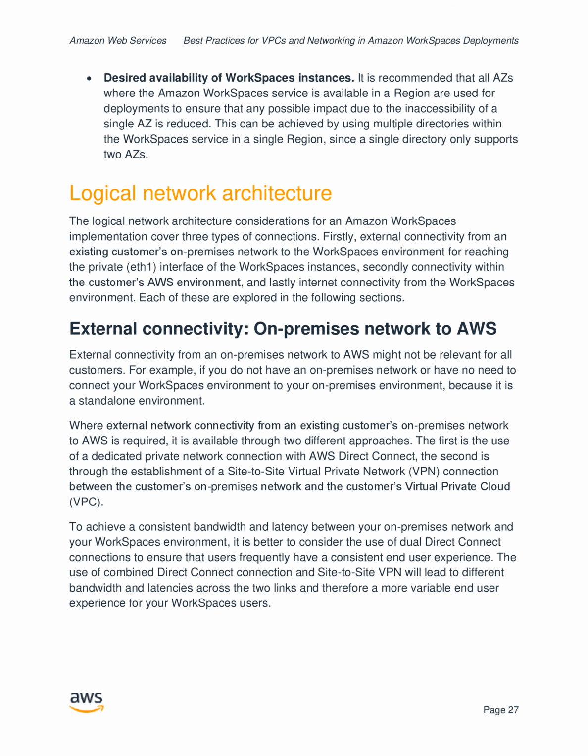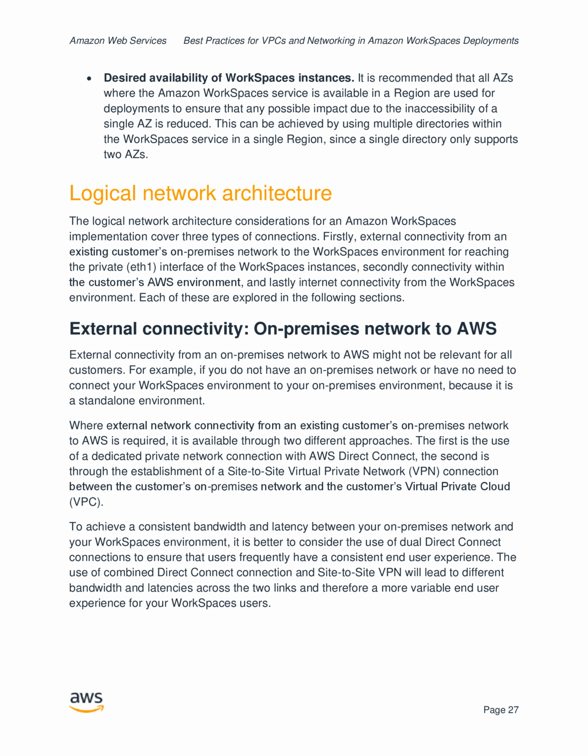Where external network connectivity from an existing customer's on-premises network to AWS is required, it is available through two different approaches. The first is the use of a dedicated private network connection with AWS Direct Connect. The second is through the establishment of a site-to-site virtual private network, VPN, connection between the customer's on-premises network and the customer's virtual private cloud, VPC.